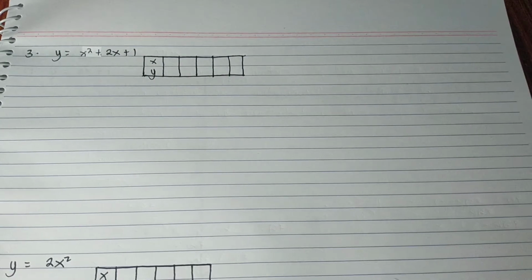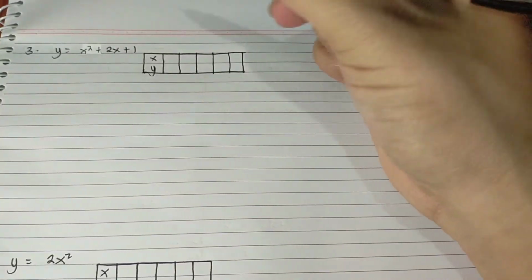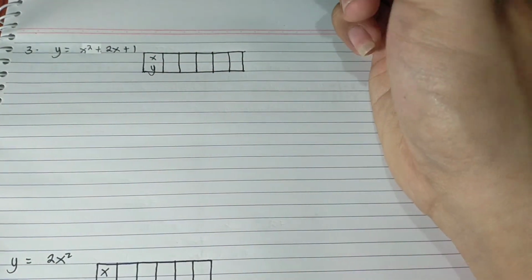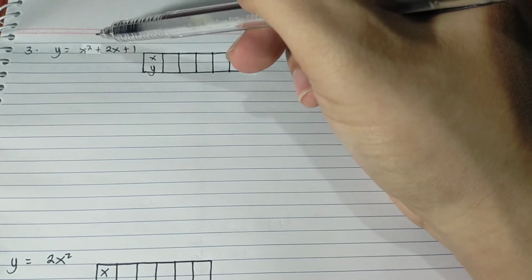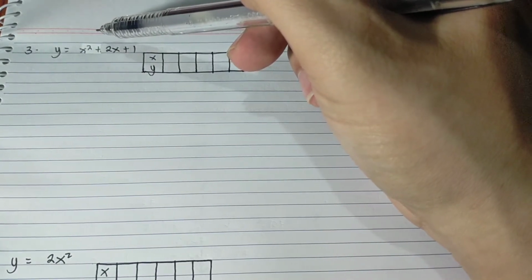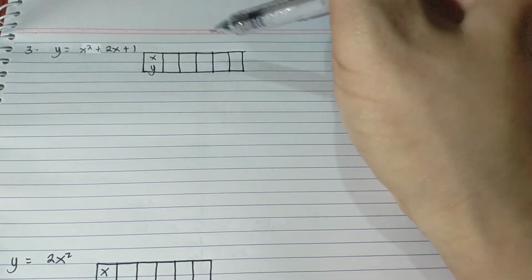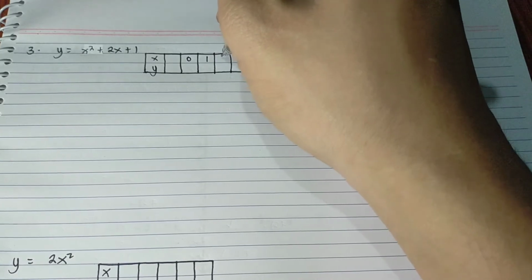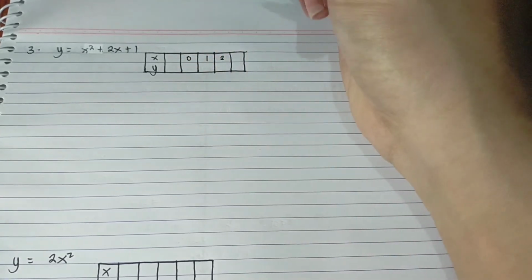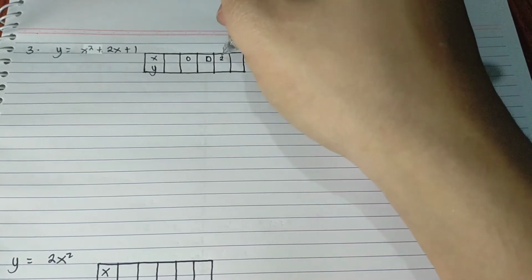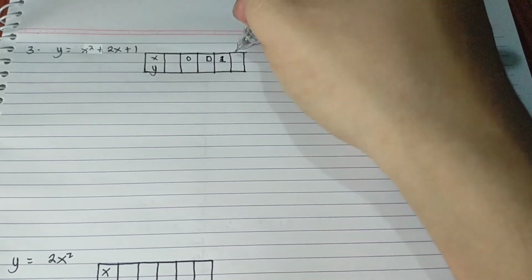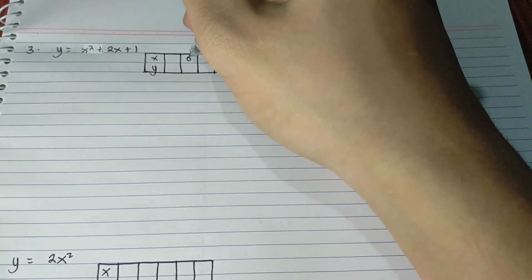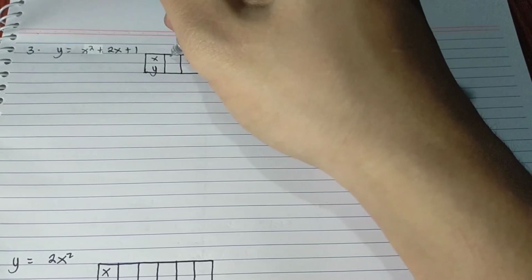Next tayo, another example is y is equal to x squared plus 2x plus 1. As you can see, we can say that this is a quadratic function, but how are we going to use the table of values to find if it is a quadratic function or not? Mali. So, this must be 0. This has to be 1. And this is 2. Ito po ay 1. Dito ay 2.